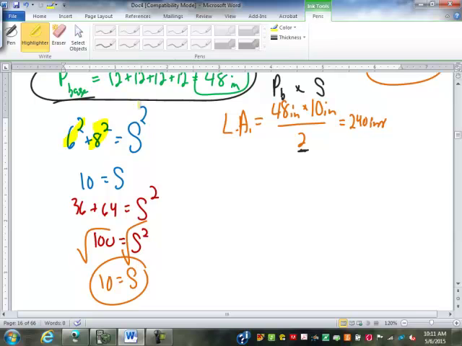Yep. So you've got a squared plus b squared equals c squared. So it's like the Pythagorean theorem. It is the Pythagorean theorem, yes.